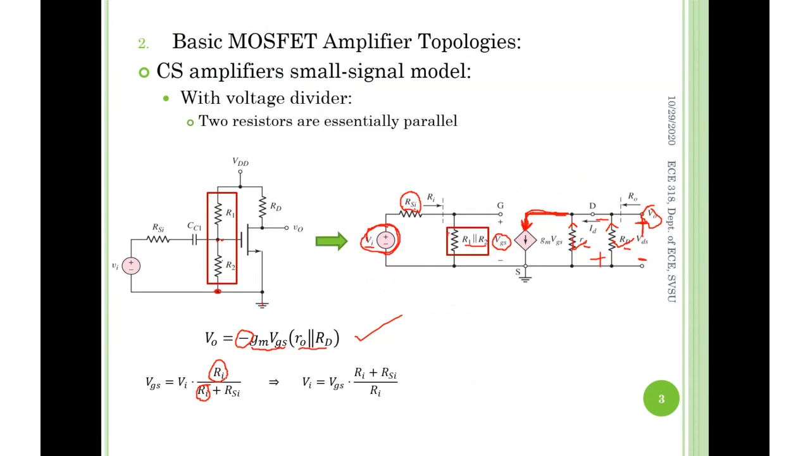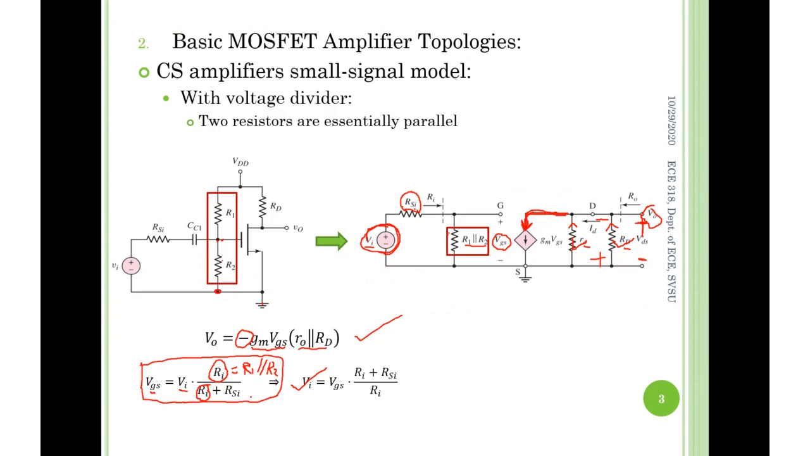And here, I think I forgot to specify, Ri here is nothing but R1 parallel with R2. Nothing but that. Okay. So this equation is the so-called input equation, linking the VGS with the input source. So now we have two equations. We can start to count.